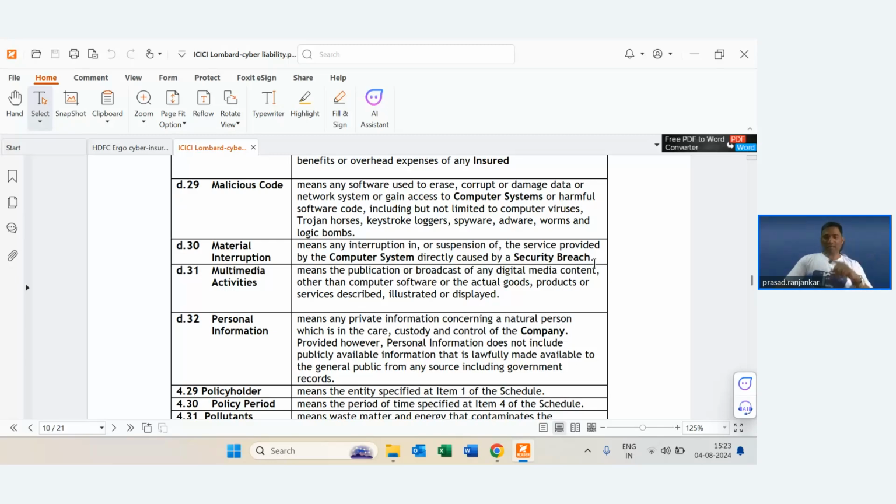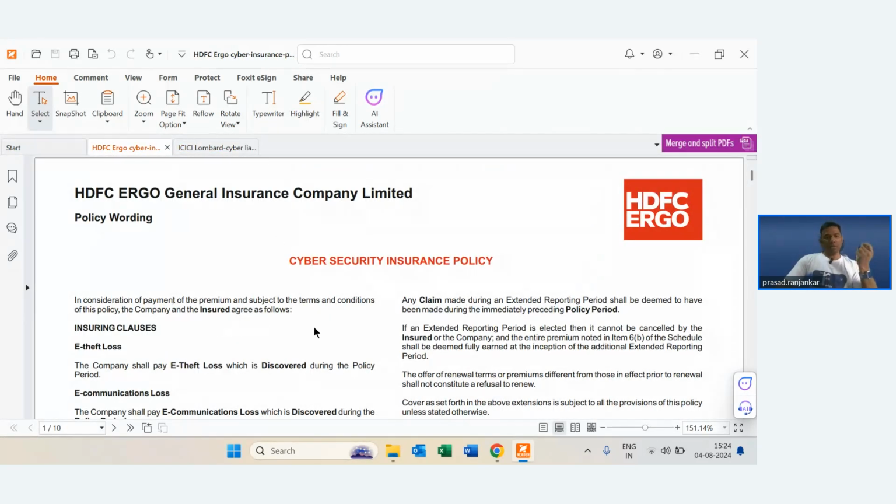So as we have discussed earlier, even it is clarified by the CEO of CrowdStrike, there is no security breach, there is no cyber attack. So basically the ICICI Lombard policy will not trigger. So let's see what HDFC Ergo's policy wording says.